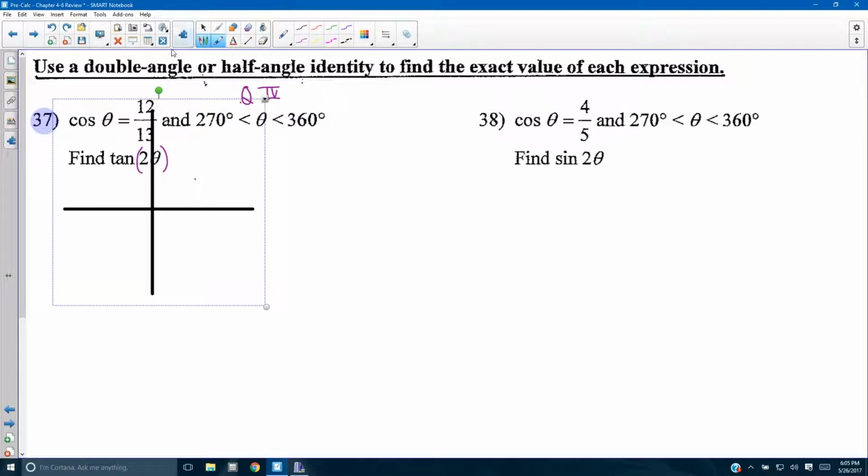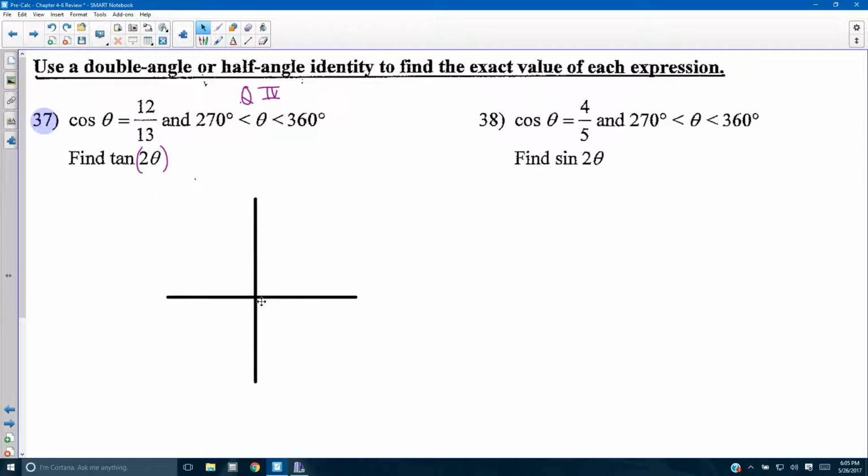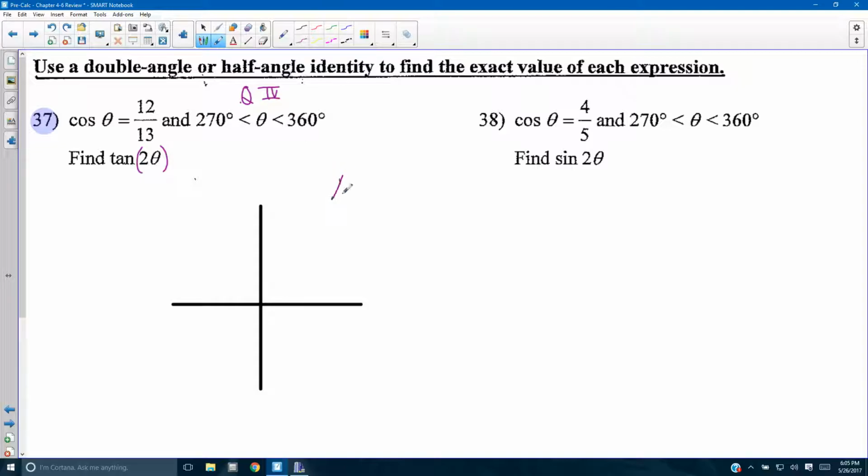First of all, the reason they specify quadrant 4 is because you can get positive 12 over 13 for cosine in two different quadrants. Quadrant 1 for all, or quadrant 4 for cosine. Or calculus.